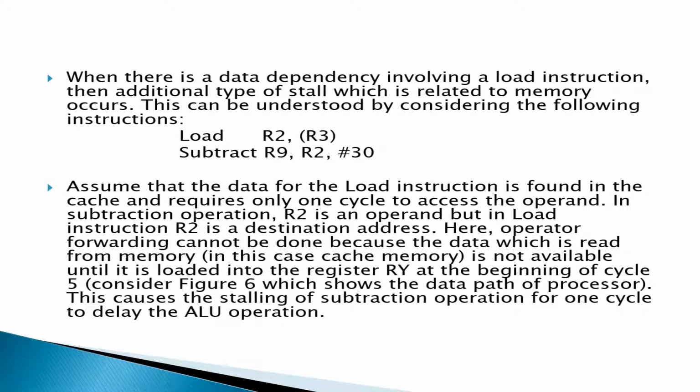Consider figure 6, which shows the data path of the processor. This causes the stalling of the subtraction operation for one cycle to delay the ALU operation.